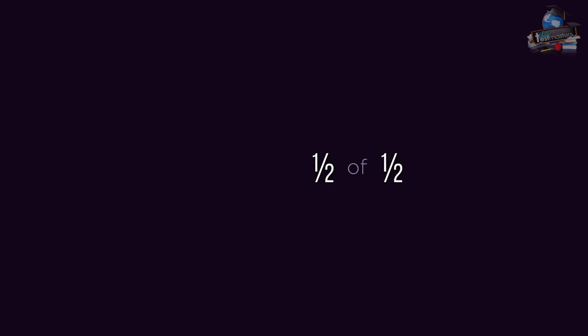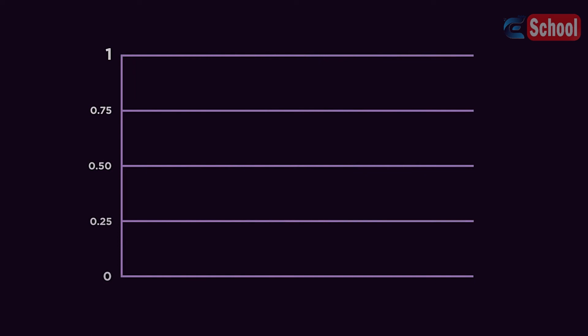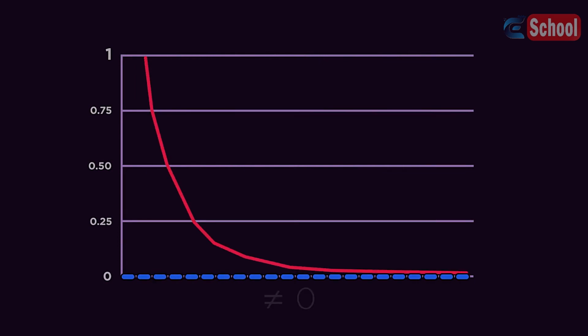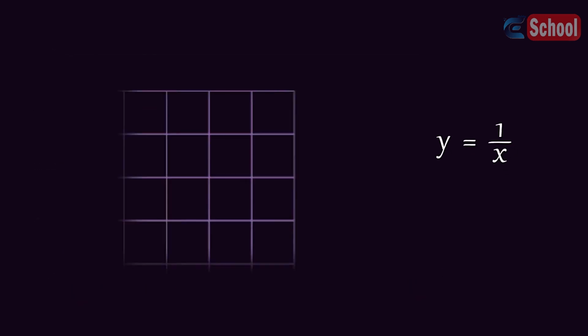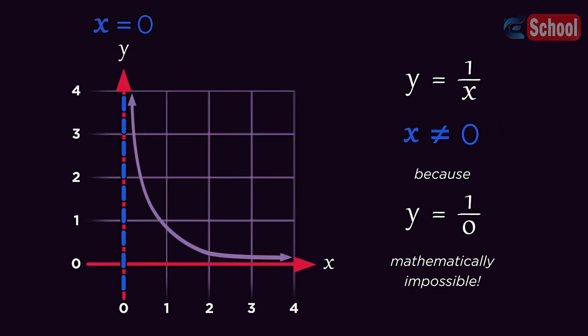With the half of a half of a half of a half earlier, we saw that sometimes a function approaches but never quite reaches a value. This gives us an asymptote. We also get asymptotes when an answer is undefined, when it's mathematically impossible, like dividing by 0.